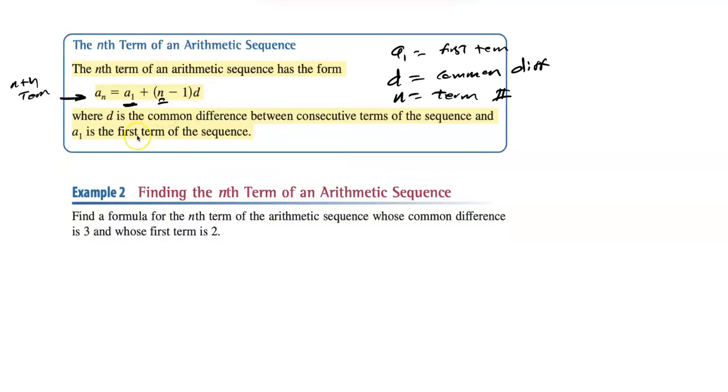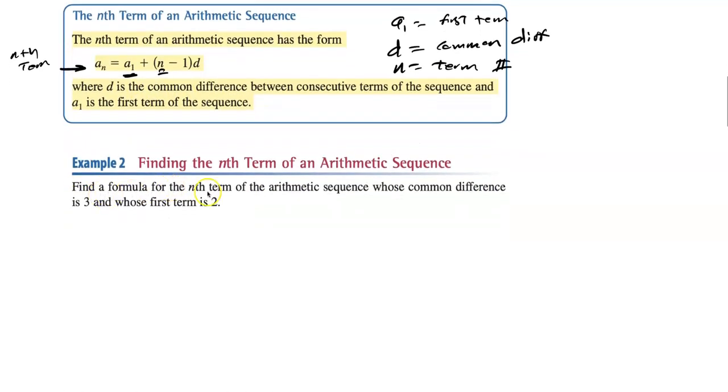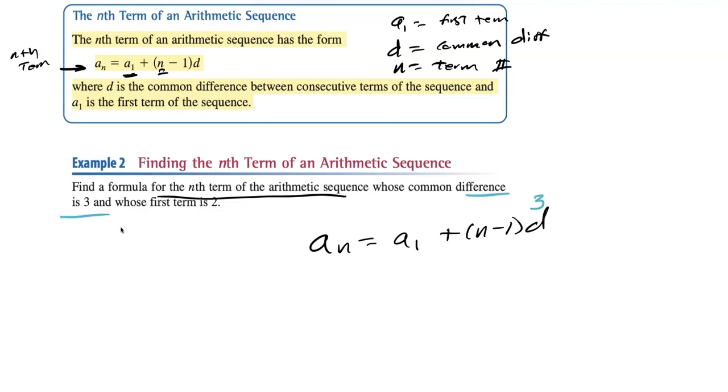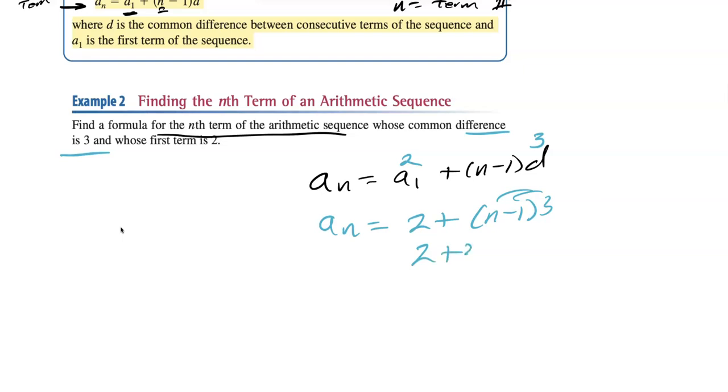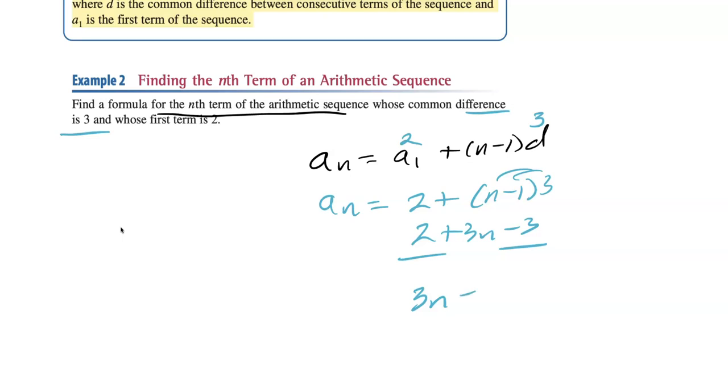Now we're going to use this formula to write some equations. So look at the first one. Find a formula for the nth term of the arithmetic sequence. That means I'm going to use AN equals A1 plus N minus 1 times D, whose common difference is 3 and whose first term is 2. So they give us everything we need. All I have to do is simplify this. 2 plus N minus 1 times 3, distribute. 2 plus 3N minus 3, add like terms, and you get 3N minus 1. So that's our arithmetic sequence.